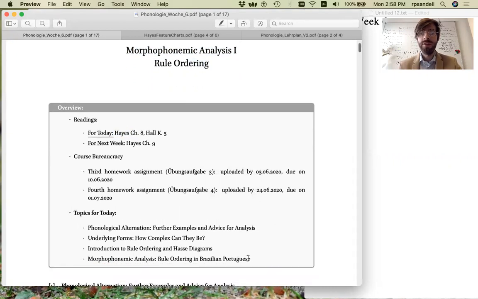There's a lot of material in today's handout, so I may actually put off the last topic, our morphophonemic analysis of some phenomena in Brazilian Portuguese, until next week, but we'll see how long it takes me to discuss all of the material. Just a couple of points before we begin.